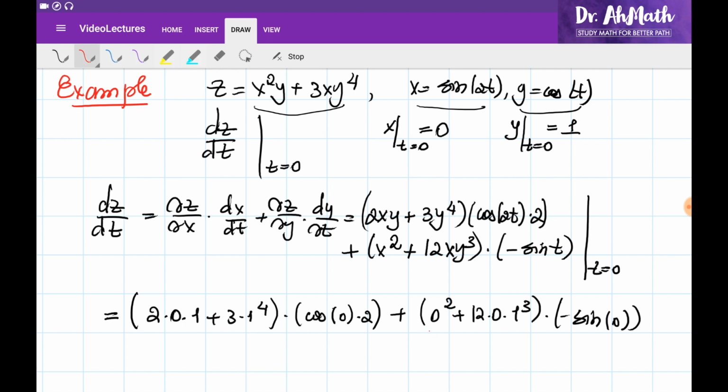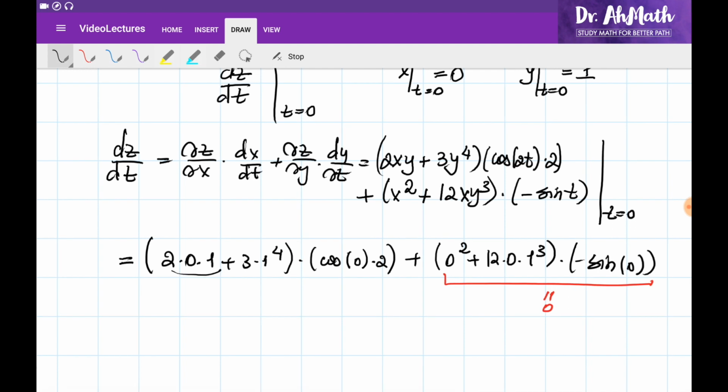So all of these terms are equal to 0. And here, this term is equal to 0. And what is left is 3 multiplied by 2, which is going to be 6, right? So this term is also 0. So this term is 3, and this term is 2. So what is left is 6.